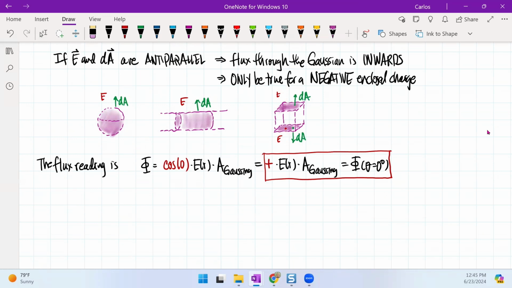What's happening to the electric field? The electric field now is pointing into the surface. And now we have a cosine of 180 degrees, but that's not going to give us a plus sign. It's going to give us a minus sign.